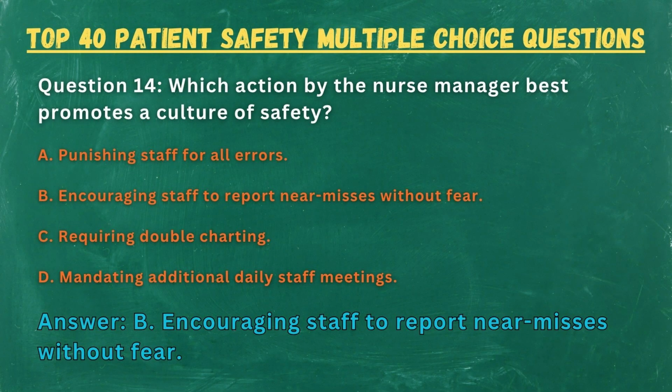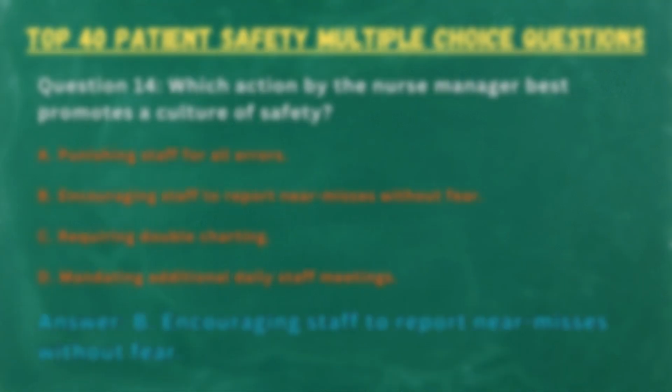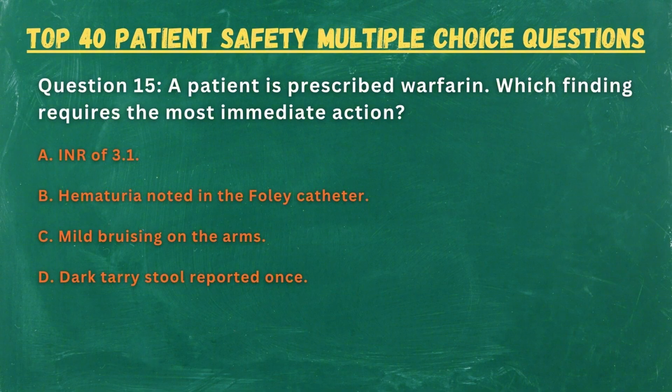Answer: B. Encouraging staff to report near misses without fear. Question 15. A patient is prescribed warfarin. Which finding requires the most immediate action? A. INR of 3.1. B. Hematuria noted in the Foley catheter. C. Mild bruising on the arms. D. Dark tarry stool reported once.